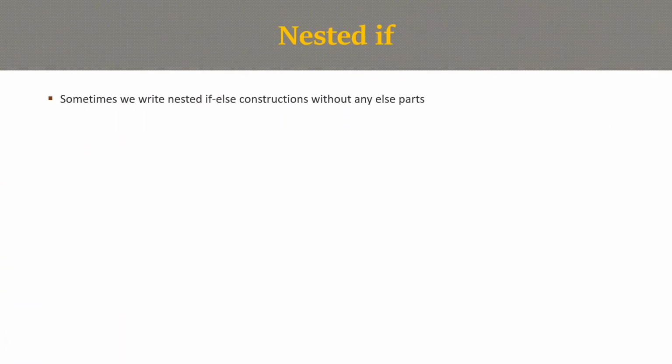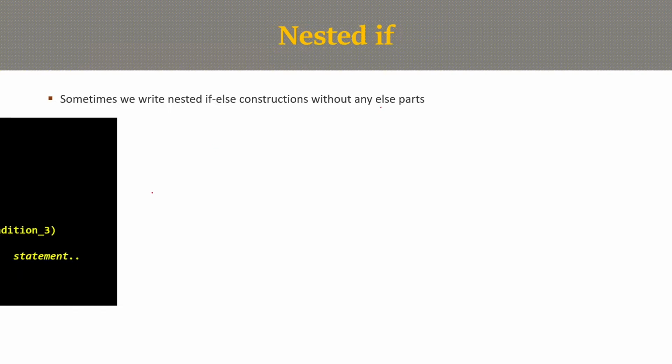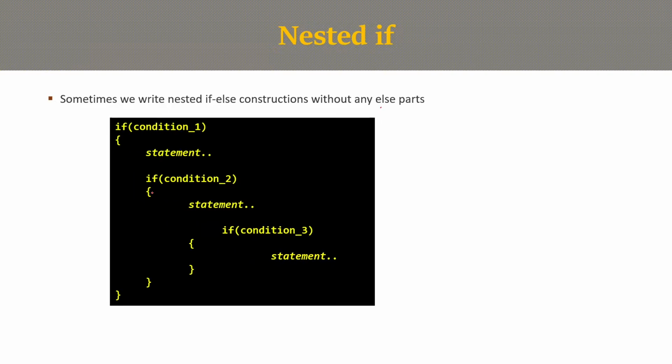Now moving on to the nested if. Sometimes we write nested if-else constructions without any else parts. Previously we have seen a nested if-else. Now if we don't want to write this else part, then we can also do that. So let us see what the syntax is. You can see here we are using one if and we are not using any else here. As you can see, no else is here.